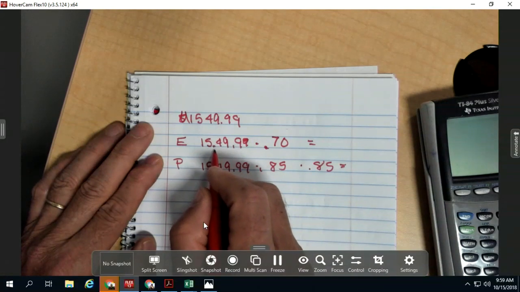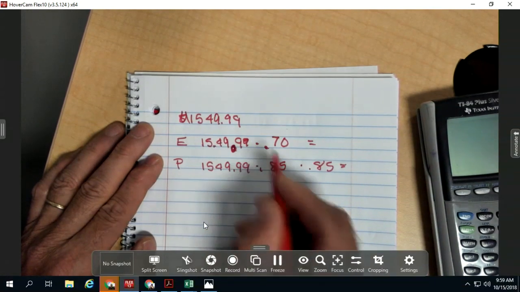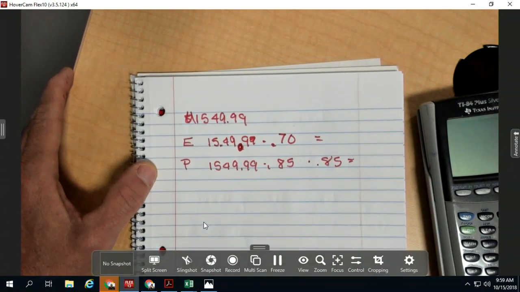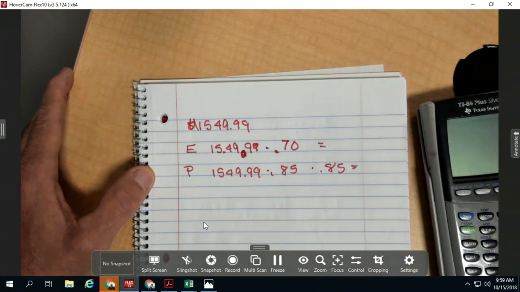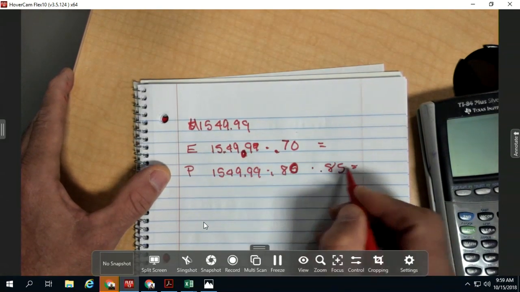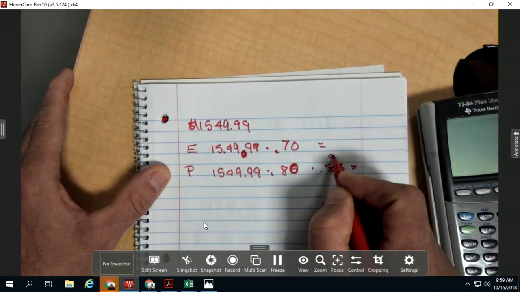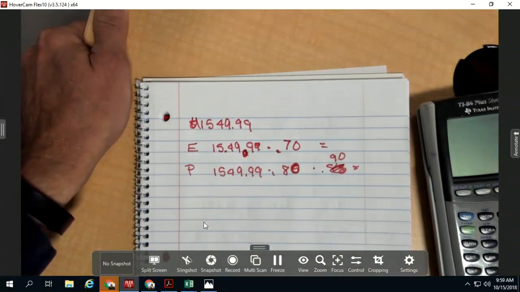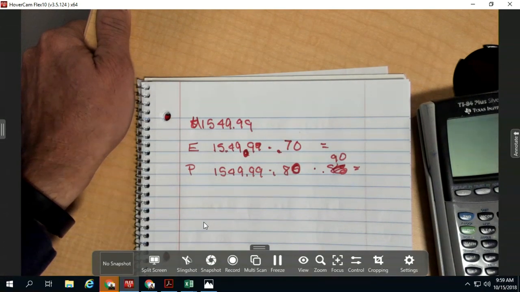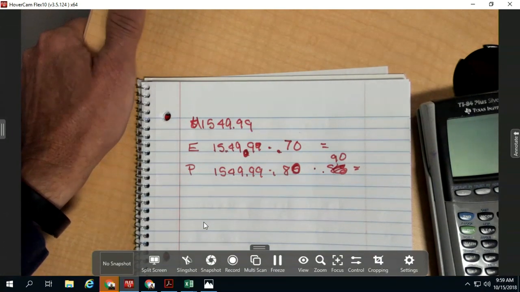It's supposed to be $1,549.99. I can't erase. Oh no, we're talking percentage off. Is it 15 and 15 or 20 and 10? Oh, I see. Yeah, this should have been 80 and 90. I'm sorry, you're right, I made a mistake there. 80 and 90, because it was 20% off. I was thinking of the Eduardo and Paula numbers, and I was doing the math for this one.